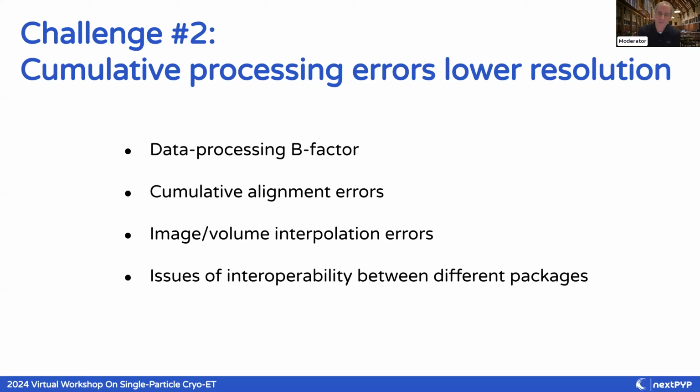So the second challenge is that, because you have so many steps, there's an accumulation of errors that at the end of the day will lead to lower resolution. Every step along the way, there is a chance that you will lose some of the high resolution information in your data, and that will mean your final resolution is going to be of lower quality. You probably heard about this data processing B factor. Essentially, this B factor contributes to lowering the resolution, and it comes from this sequence of different processing steps, which can include cumulative alignment errors. Also, when you do image rotation or volume rotation, you're committing interpolation errors. And then of course, if you're mixing and matching multiple tools together, you need to deal with interoperability between packages. That just makes it really difficult to streamline this whole process.